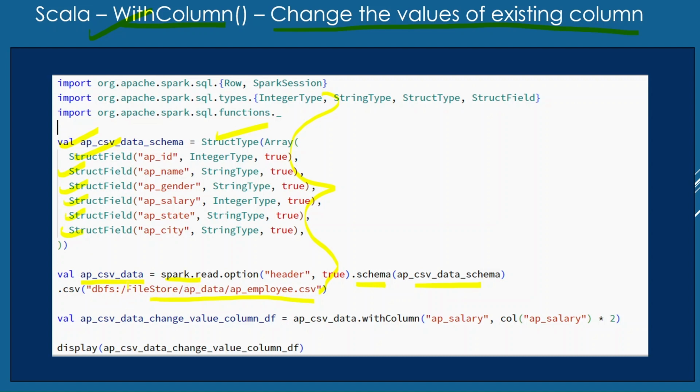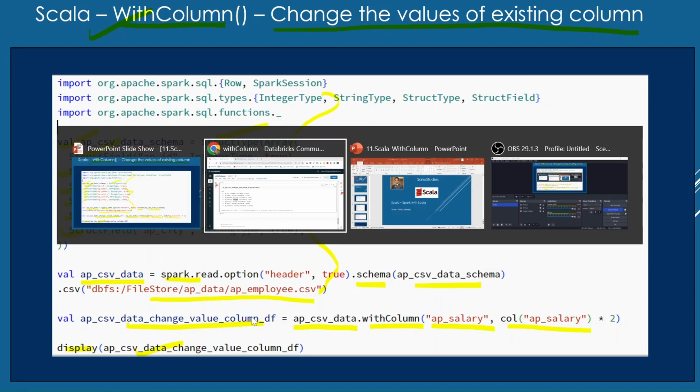Once this data frame is created successfully, on top of that data frame I am calling the withColumn function, and with withColumn we are selecting the AP salary column. Whatever data is present in the AP salary column, we are just multiplying it by 2, and with the help of the display function I am displaying the content of this newly created data frame. So let's see how it works in Databricks.